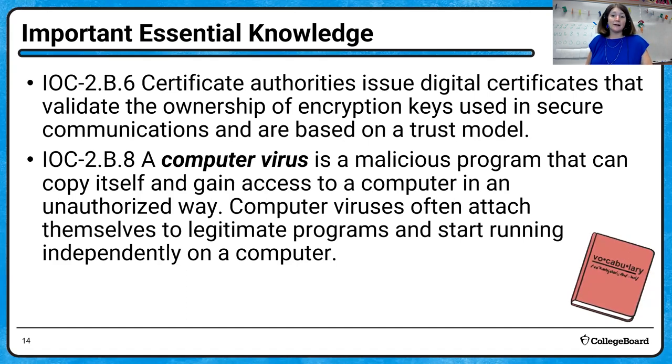Next up, a computer virus is a malicious program that can copy itself and gain access to a computer in an unauthorized way. Computer viruses often attach themselves to legitimate programs and start running independently on a computer. So the virus itself is an actual program on the computer. How you got that virus can happen in various ways. They can be attached to a legitimate program that you downloaded or installed off of a third-party device or even a flash drive. Viruses can come from lots of places, but once they're there, it's a malicious program intended to cause harm on your computer.